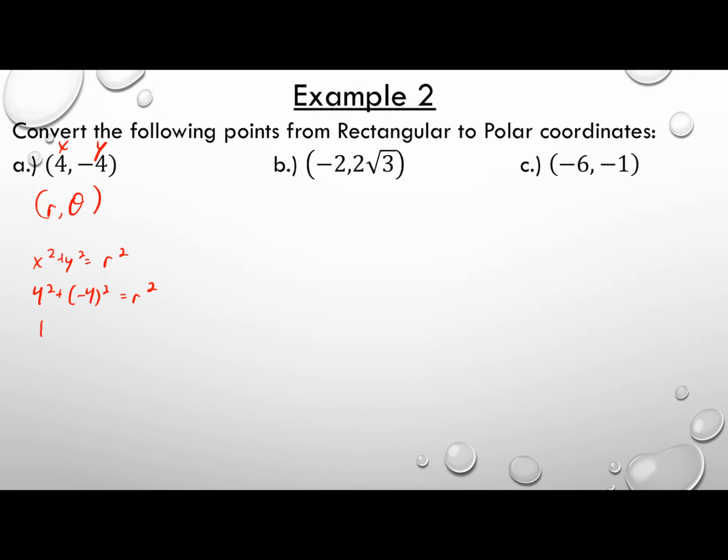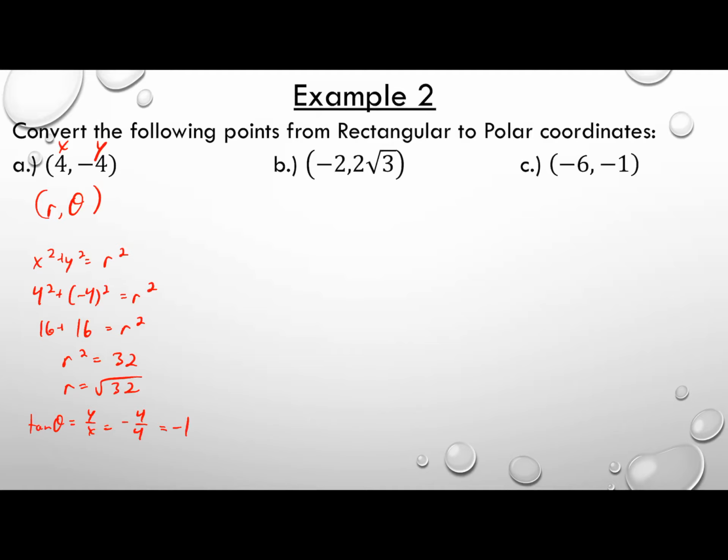So 16 plus negative 4 squared is still positive 16, r squared. So r squared is equal to 32. So r is equal to the square root of 32. So that's our r value. Now let's do theta. So tangent of theta is equal to y over x, which in this case is negative 4 over 4, which is negative 1.